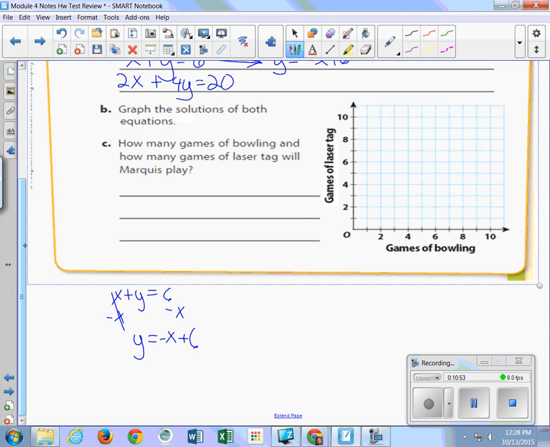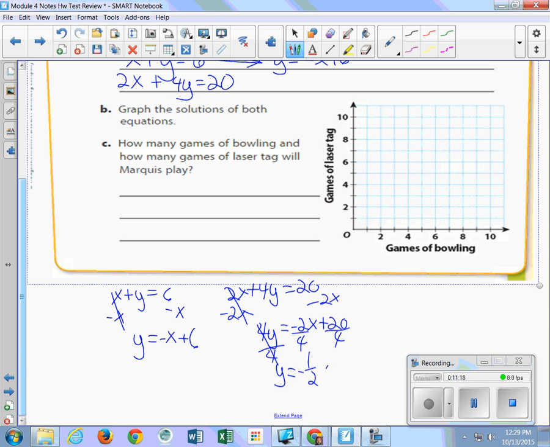I'll do the next one. 2x plus 4y equals 20. Subtract 2x from both sides. Cancels. You're left with 4y equals negative 2x plus 20. Then we're going to divide both sides by 4, and each term by 4. Y equals negative 1/2 x plus 5.